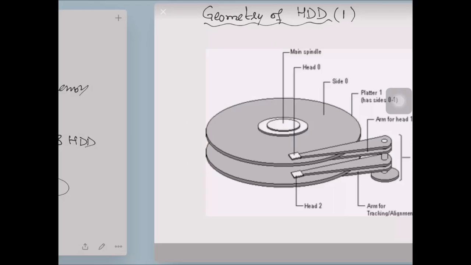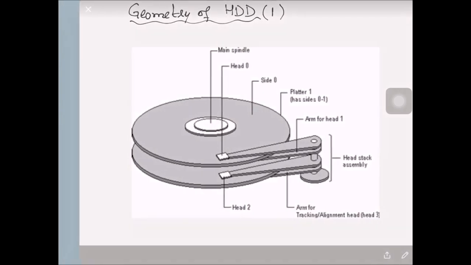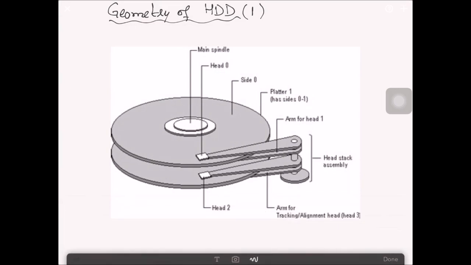Let's move ahead and talk about the geometry of a hard disk drive. In today's session, we will restrict our discussion to the spinning hard disk. Well, this is one of the snapshots of a spinning hard disk. You can see the disk platters over here. This is the disk platter. Let me take red color, okay. So this is the disk platter.